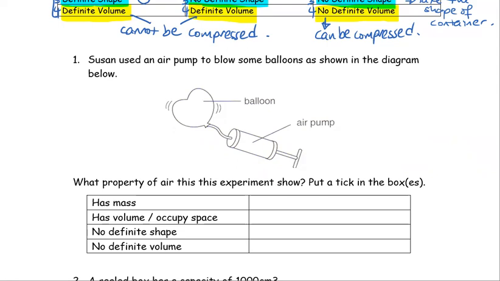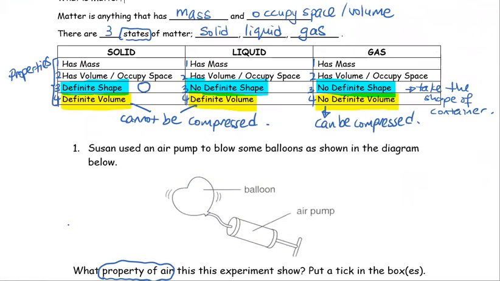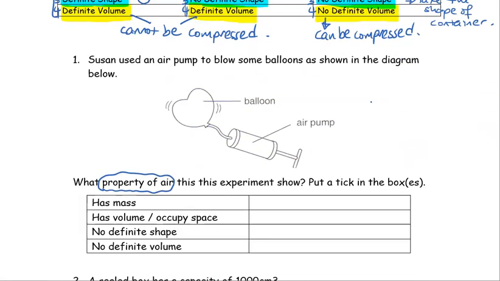Now, the property of air, right? When you see property of air, we are looking for the four properties, like what we have seen earlier. Gas has mass, gas has volume, gas has no definite shape, and no definite volume. So these are the four properties of gas. But which one does this experiment show? Does this experiment show that air has mass? Does this experiment show that air has volume?